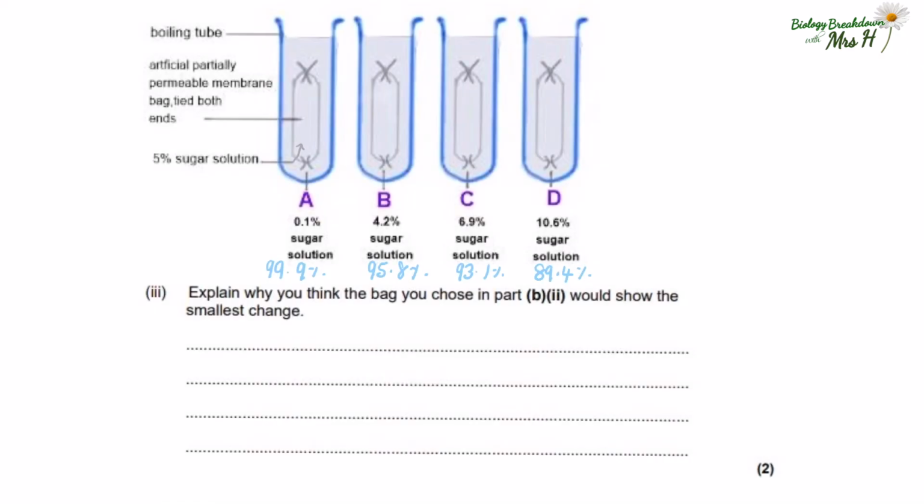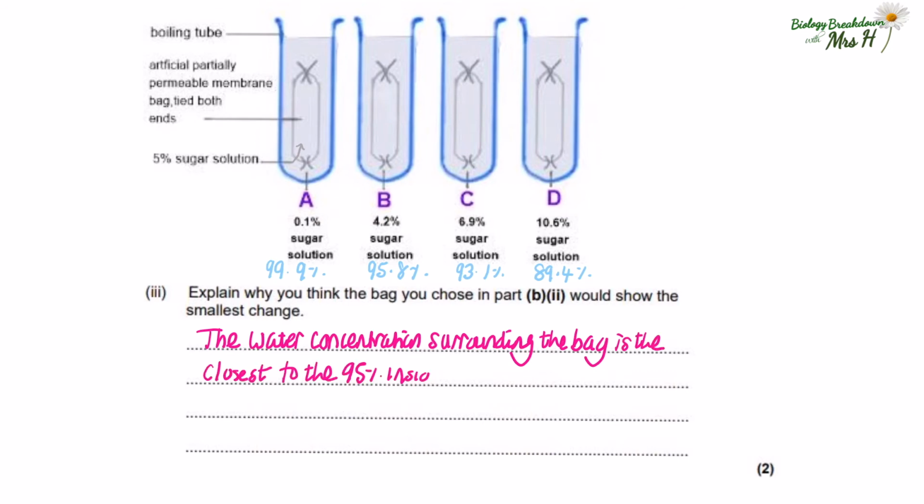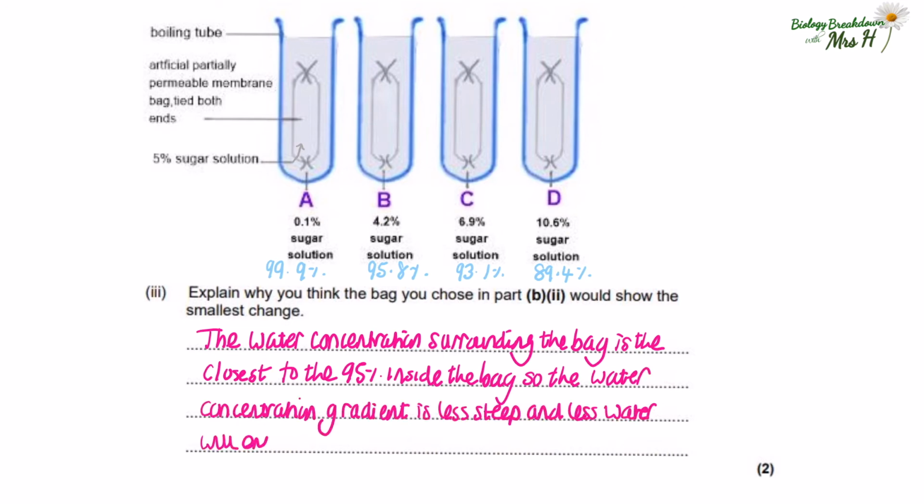Explain why you think the bag you chose in part B would show the smallest change. The water concentration surrounding the bag is the closest to the 95% water concentration inside the bag. So the water concentration gradient is less steep and less water will enter by osmosis.